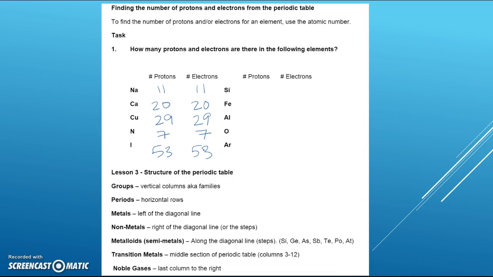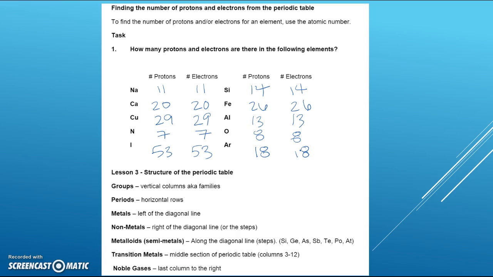Si, silicon, that is number 14. It's atomic number 14, so it has 14 protons and 14 electrons. Iron is in the middle in the transition metal section as well, 26 of each. Aluminum is over on the right side, has 13 protons, 13 electrons. Again, you have two numbers there. You want to pick the smaller one, so that'd be 13. It's going to have 13 of each. Oxygen has 8 of each, assuming it's neutral. And argon. Argon is on the far right, 18 of each.